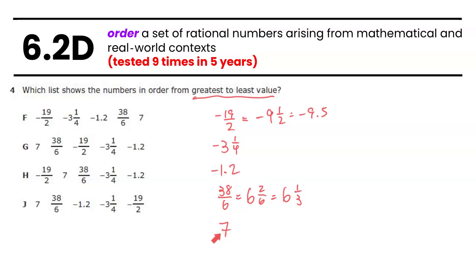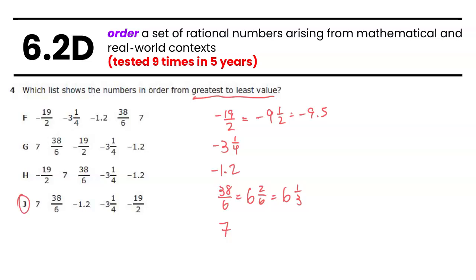And so this would be 7, 6 1/3 would be smaller than that. Negative 1.2 would be smaller than that. Negative 3 1/4 would be smaller than that. And negative 9 1/2 would be even smaller than that. And so answer J is going to be the correct answer.